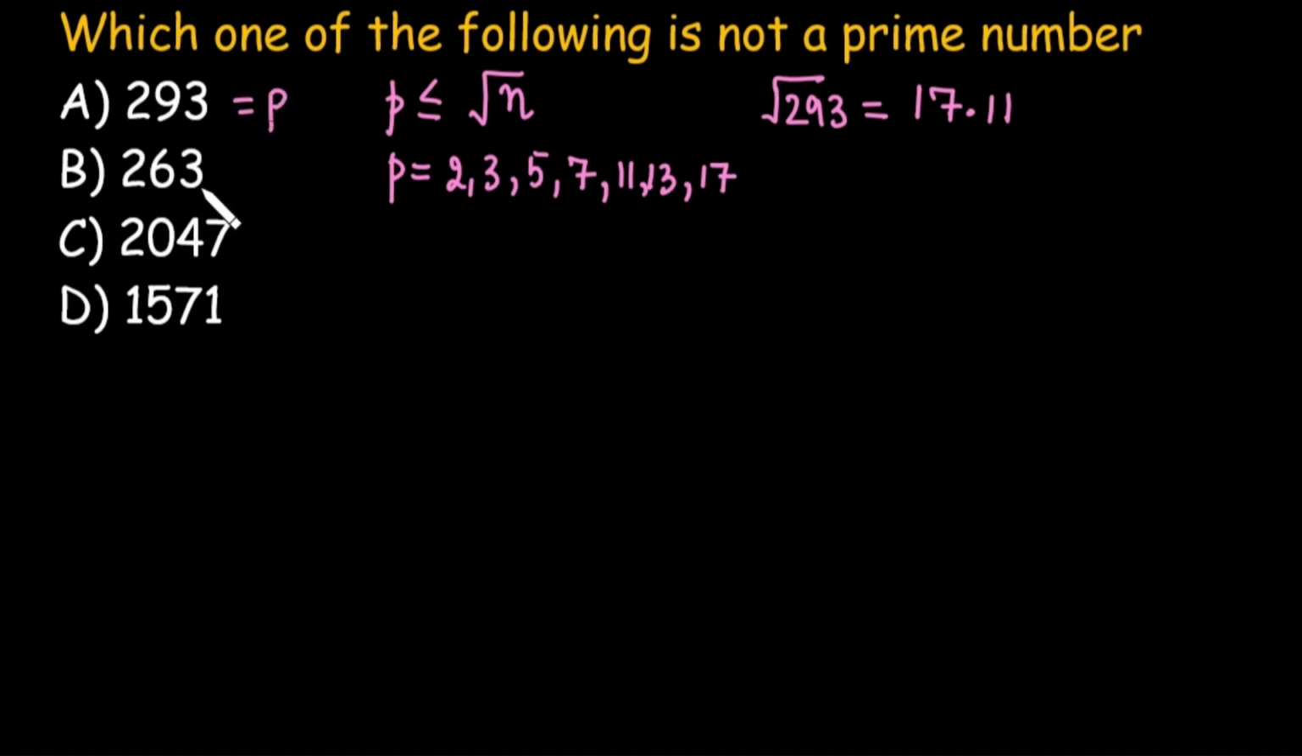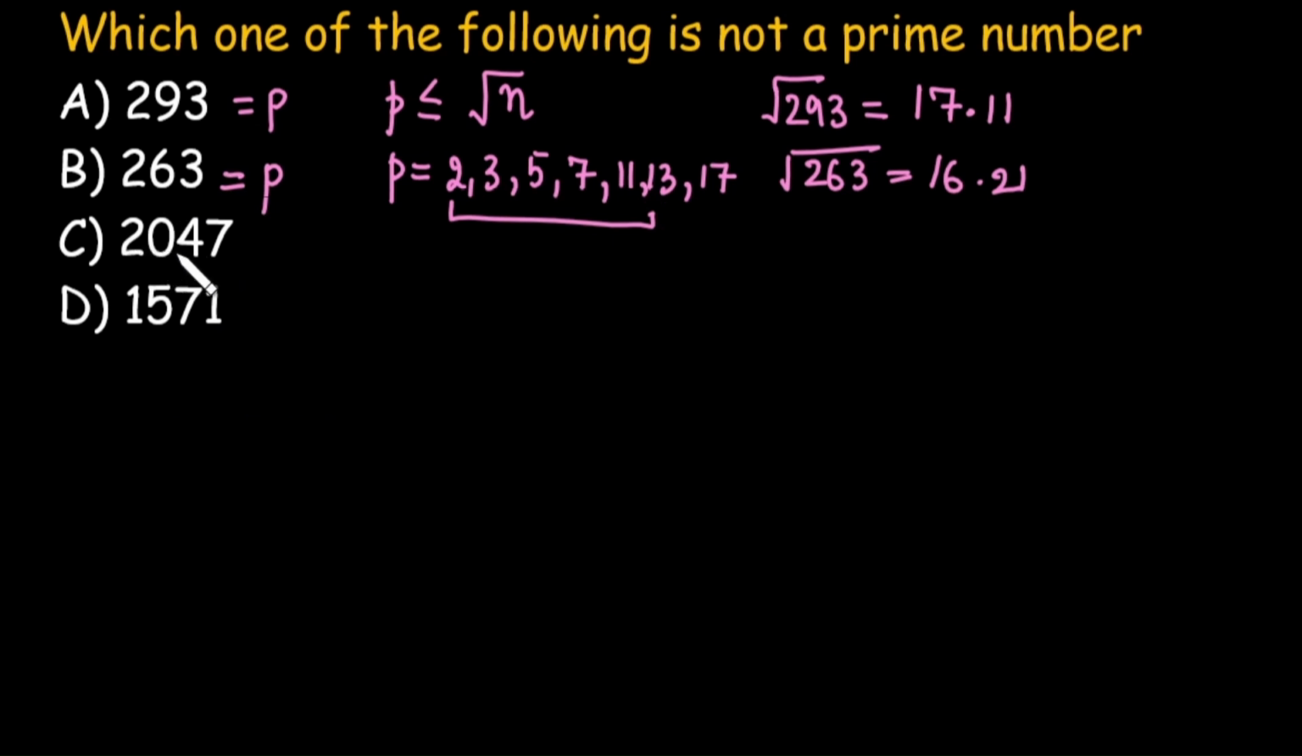Now the square root of 263 is near 16. So we will take the primes 2, 3, 5, 7, 11, 13. Check whether any one divides 263. If yes, it is not a prime. If not, it is surely a prime number. So in this case, 2 does not divide 263. Even 3 does not divide this number. This number is not divisible by 5, 7, 11 and 13 either. So it means this is a prime number.